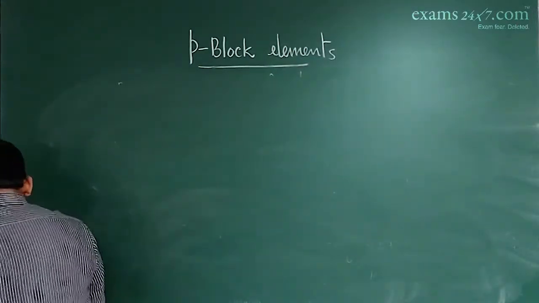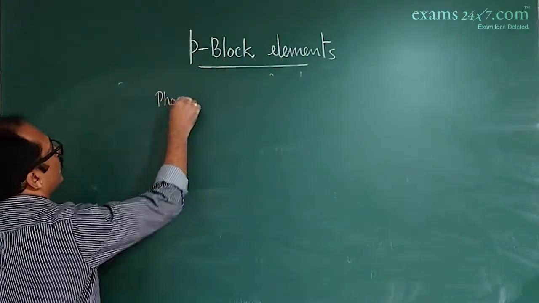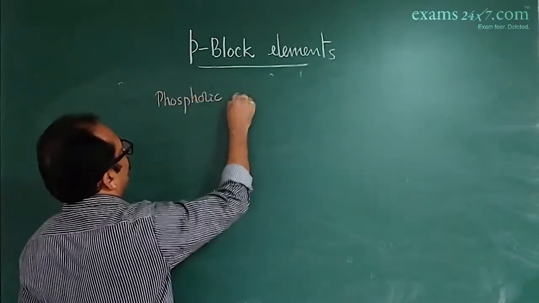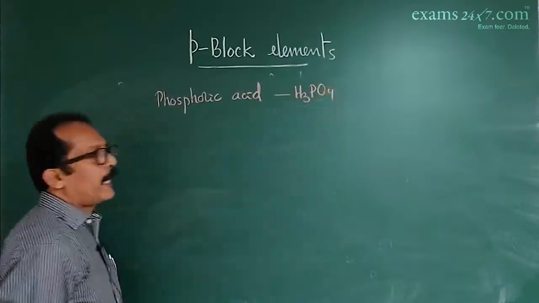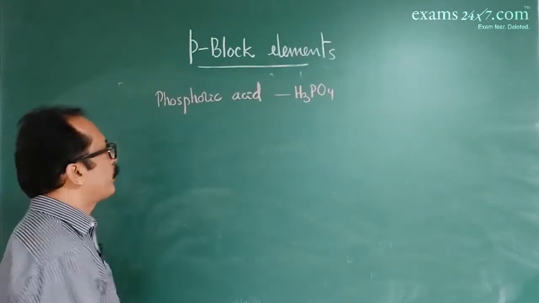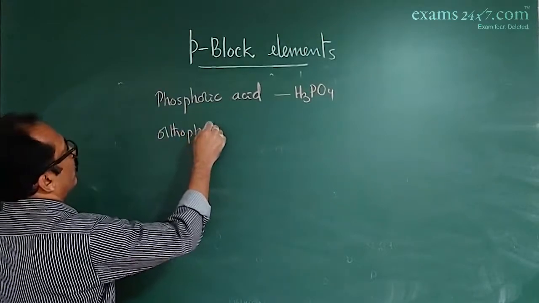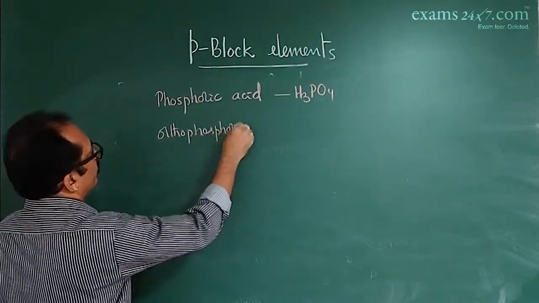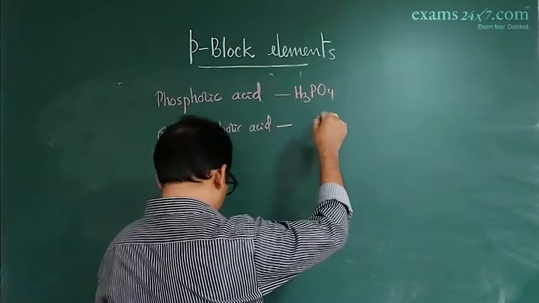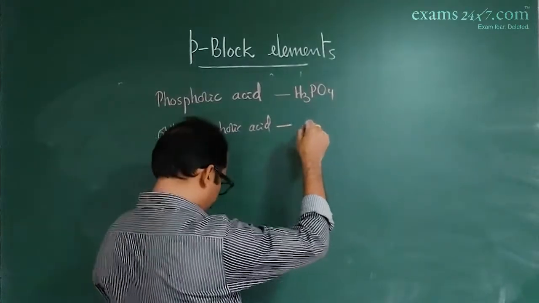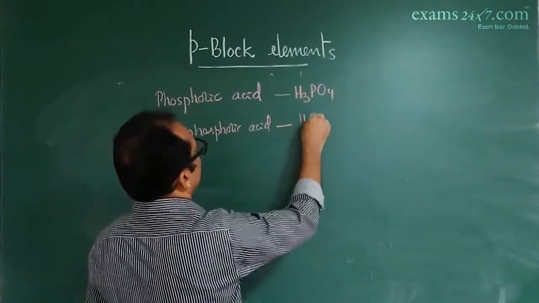Now, next about the phosphoric acid series. In this, the first compound is phosphoric acid, also called orthophosphoric acid. H3PO4. It is an example of a tribasic acid. The oxidation state of phosphorus is +5. Phosphoric acid is nothing but orthophosphoric acid, that is H3PO4.